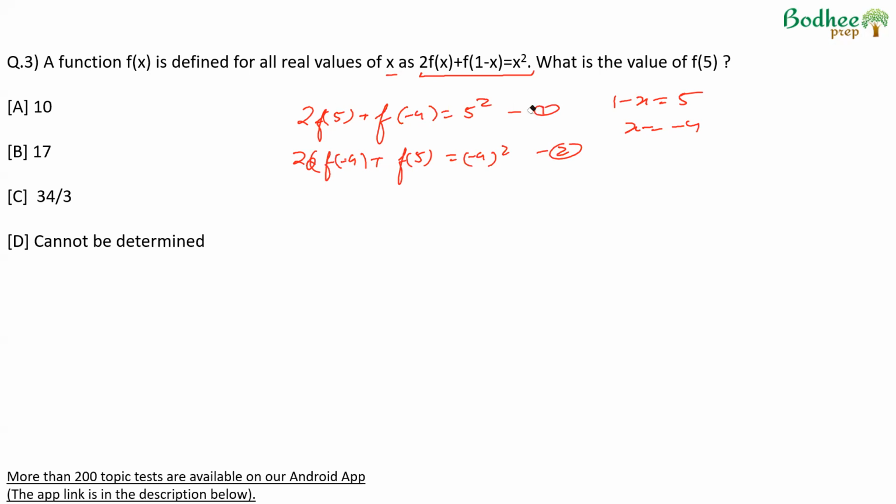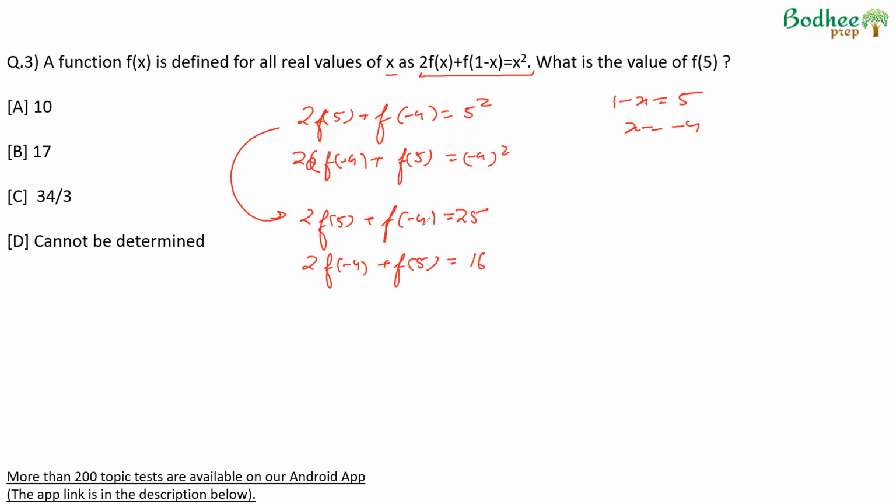Writing these equations with their values, from here we can write twice of f(5) plus f(minus 4) is equal to 25. For the second one, we can write twice of f(minus 4) plus f(5) is equal to 16. We want to eliminate f(minus 4). This is equation 1, this is equation 2. Multiply equation 1 by 2 and then subtract equation 2 from there.